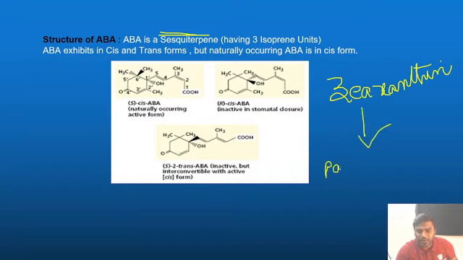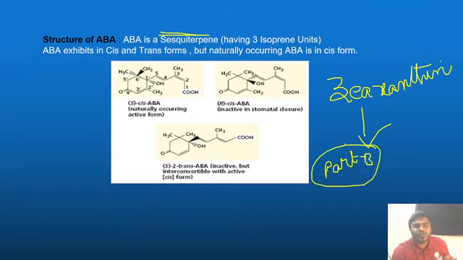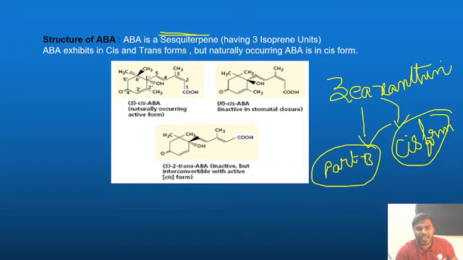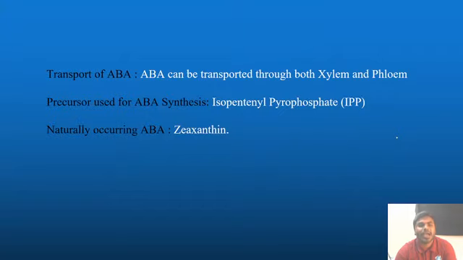This was asked as a part B question. They asked which of the following forms of naturally occurring abscisic acid can be present? Always remember, naturally occurring abscisic acid is always exhibited in the cis form. There could be cis abscisic acid or trans abscisic acid. Mostly, friends, it will be the cis type, which is extremely biologically active.